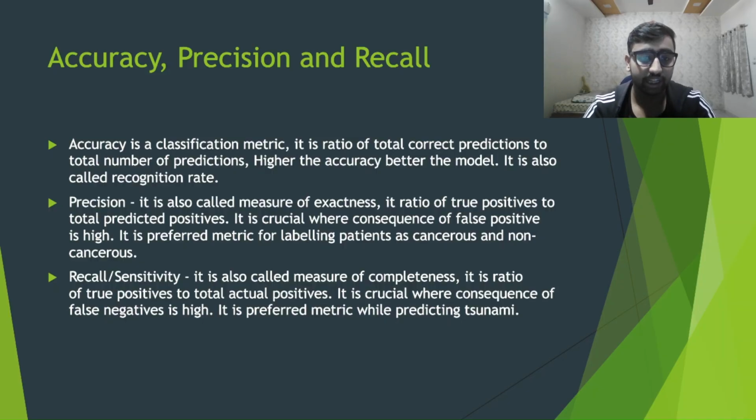Recall or sensitivity is also called a measure of completeness. It is the ratio of true positives to total actual positives. It is crucial where the consequence of a false negative is high. It is the preferred metric while predicting a tsunami. So again, while precision focuses upon the false positive, recall or sensitivity focuses on the consequence of false negatives. For example, in the prediction of a tsunami, a false negative would be a coming tsunami labeled as not a threat or not coming. It would be a false negative.